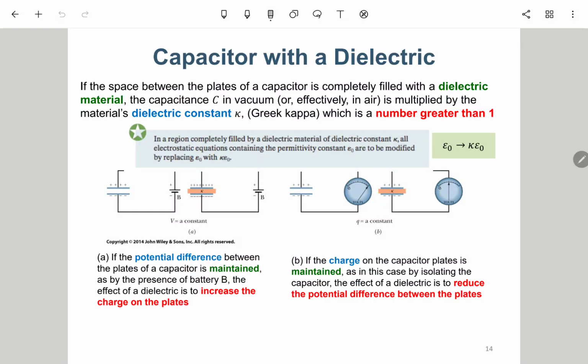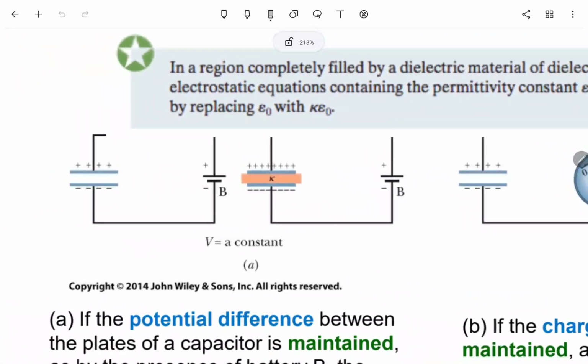So here we talk about the capacitor with a dielectric. A dielectric is a specific type of material that can change the characteristics of a capacitor. Here we can see two simple experiments.